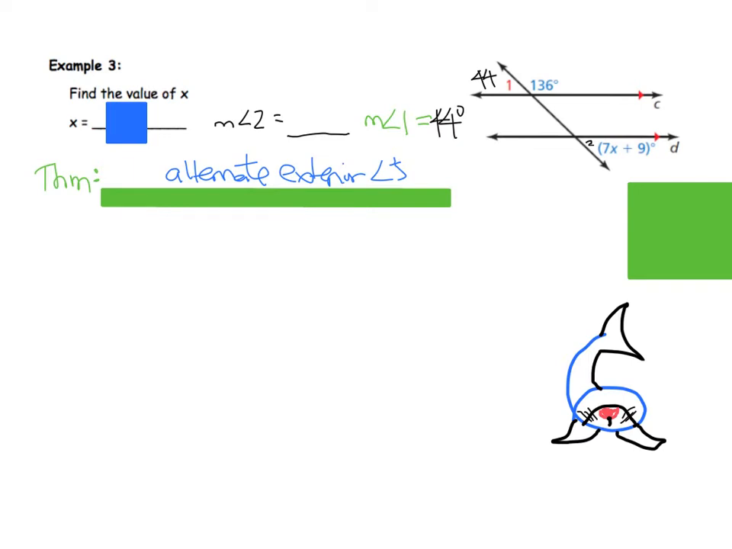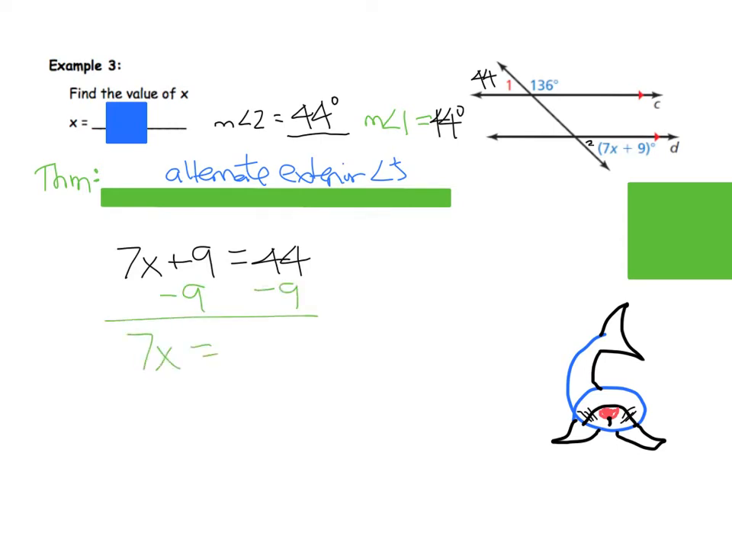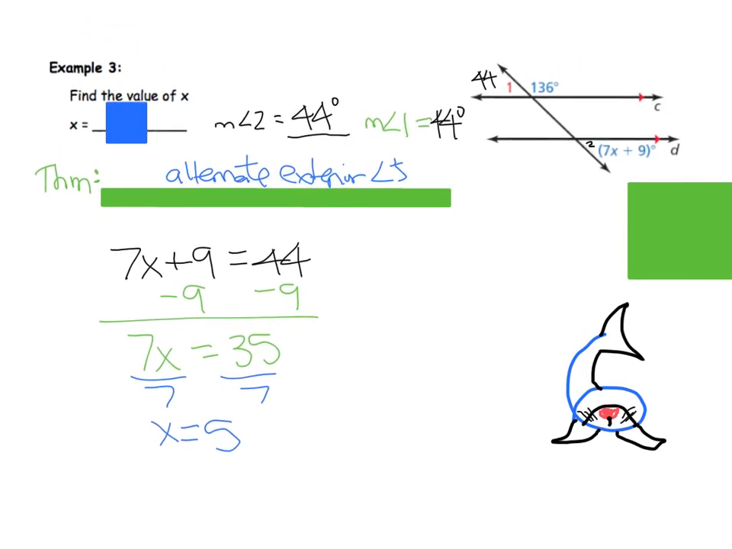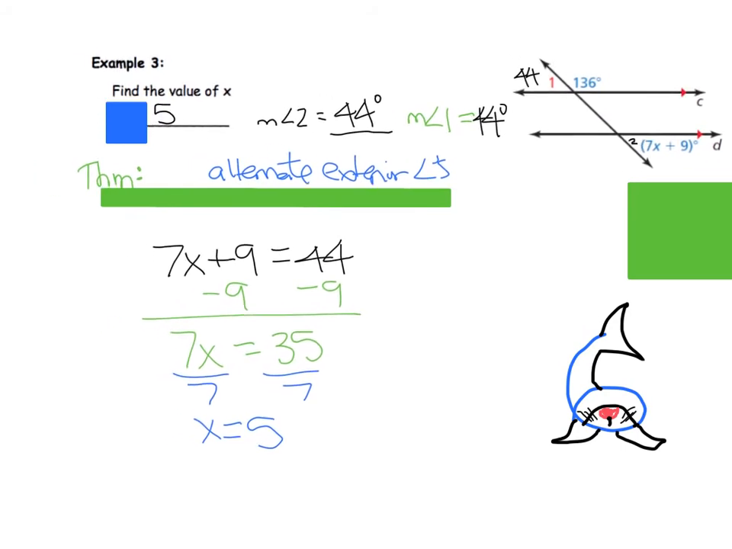So if angle 1 is 44 degrees, then I know the measurement of angle 2 has to also be 44 degrees, but we've got to solve for x, so my equation is going to be 7x plus 9 equals that 44 degrees. So let's solve here by subtracting 9 from both sides. You get 7x equals 35. 44 minus 9 is 35. And we're going to now divide both sides by 7. And we get a grand total of x equals 5. Sorry. X equals 5.